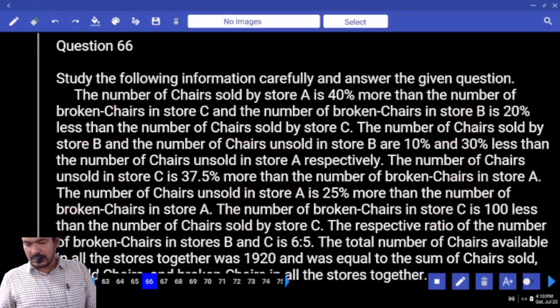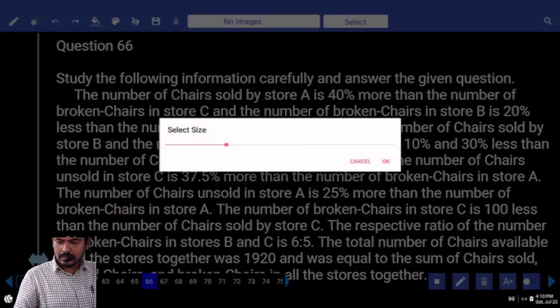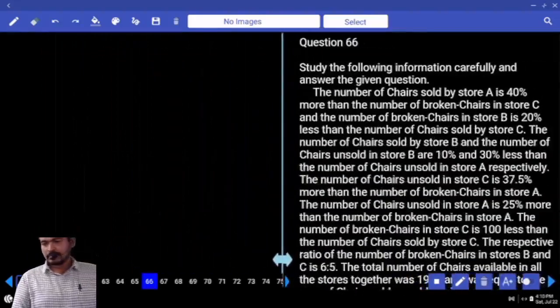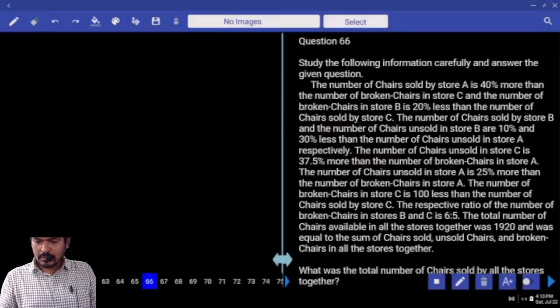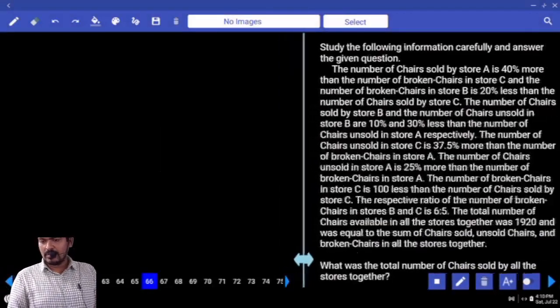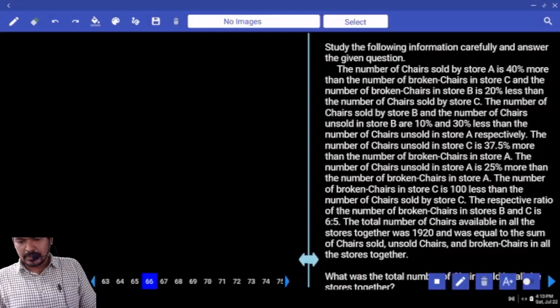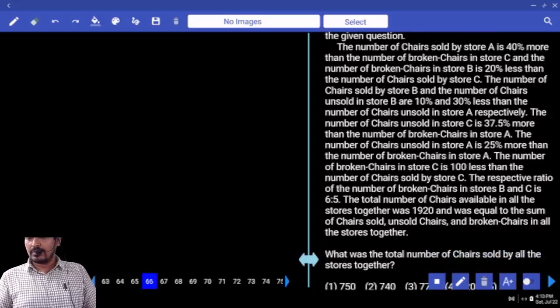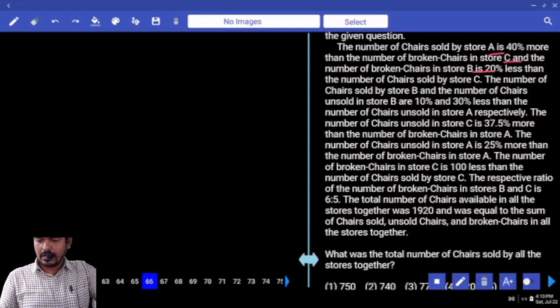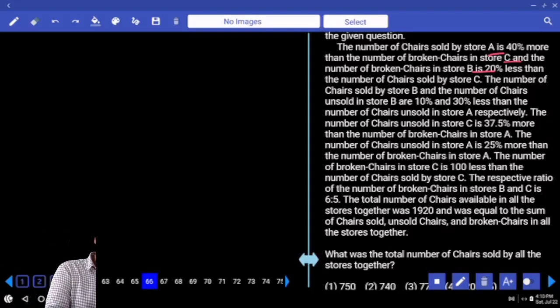Next question number 66. The number of chairs sold by store A is 40% more than the number of broken chairs in store C. And here A, B, C. How many stores are given? 3 stores. A, B and C.